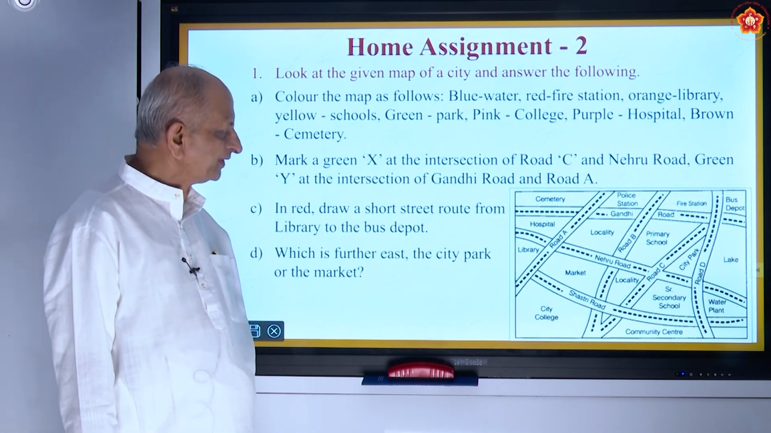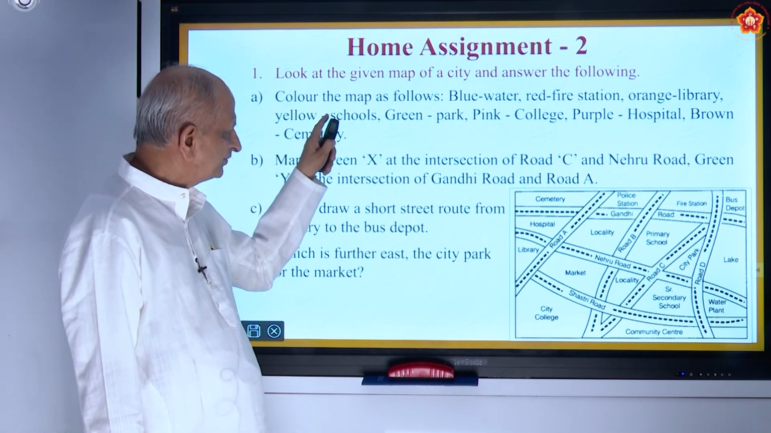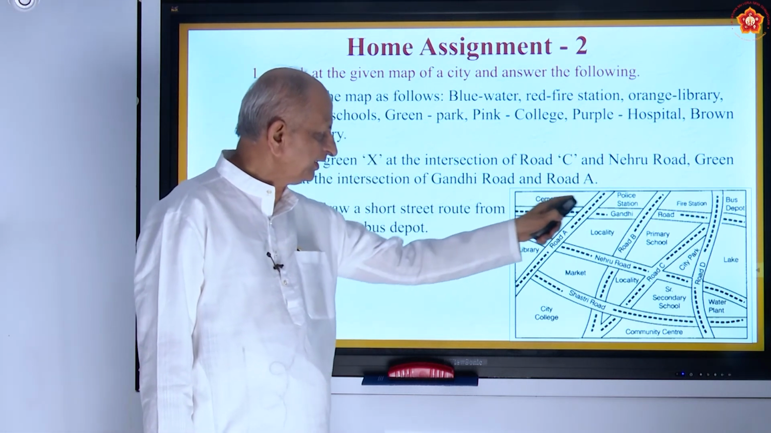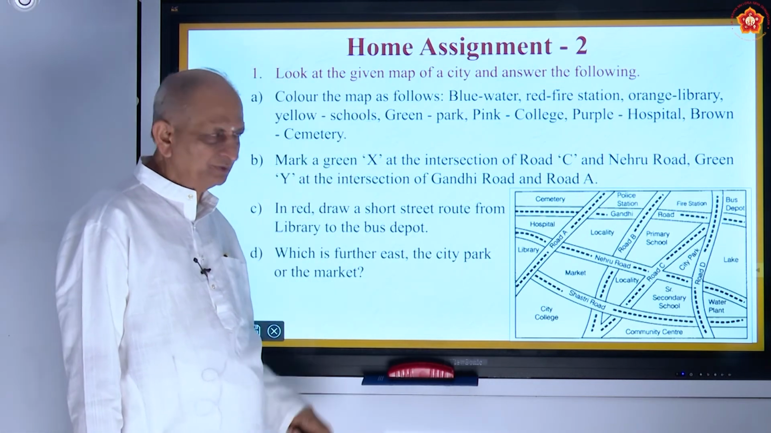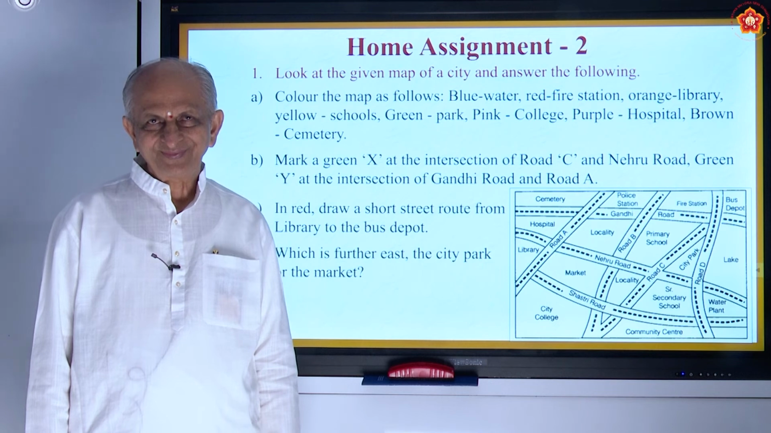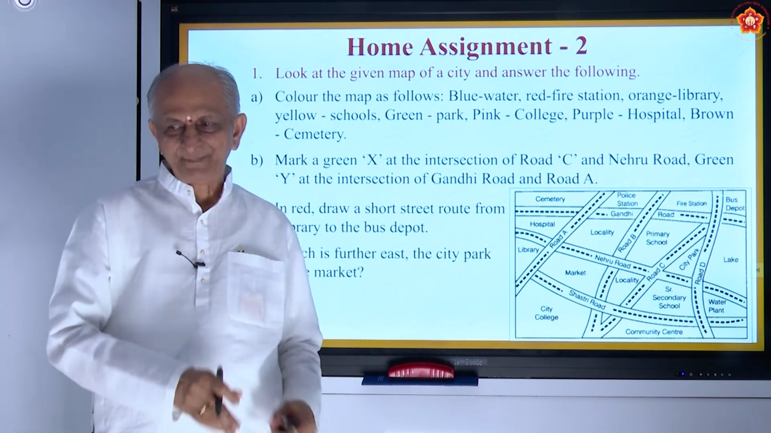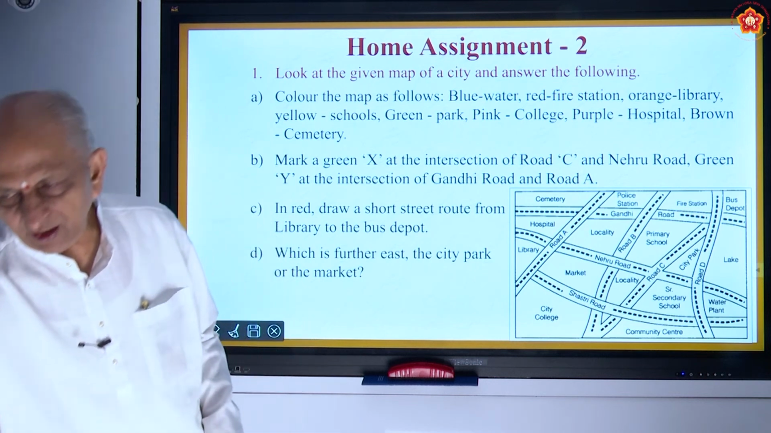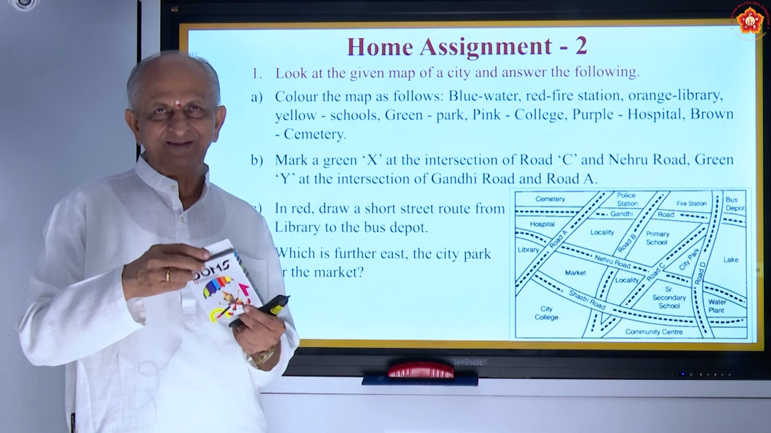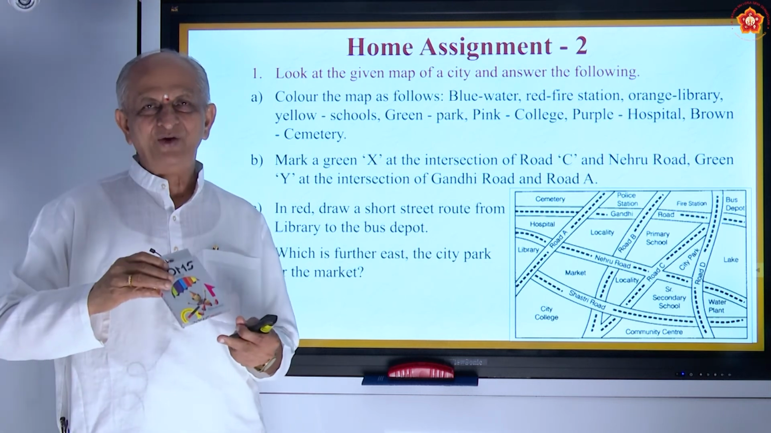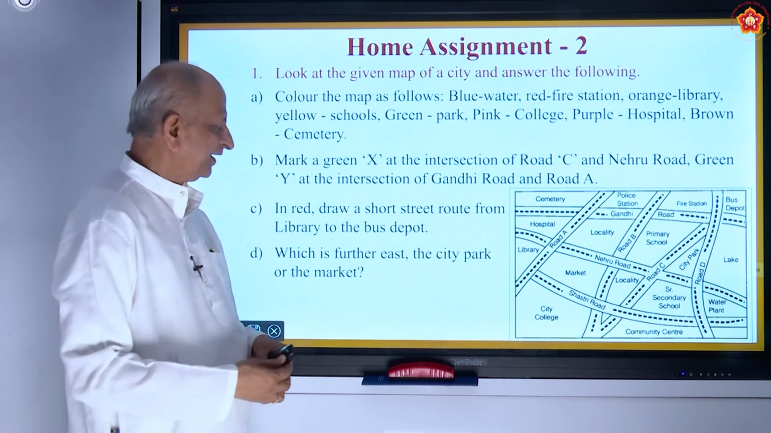Now let us go to the home assignment. Look at the given map of the city and answer the following. So this is the city given. And color the map as follows. How to color it? Yeah, you are using crayons. You can use color pencils. All of you know color pencils? This is called a color pencil, correct? And you can have paints also. You can have watercolor also. There are different ways, correct?